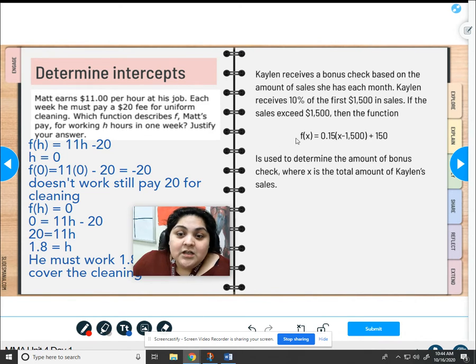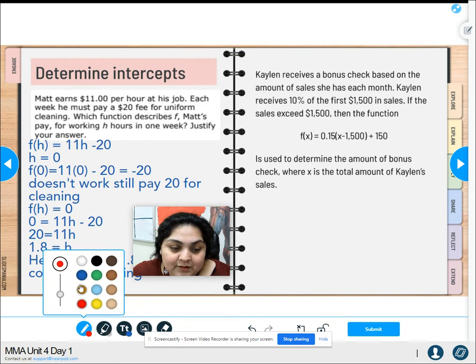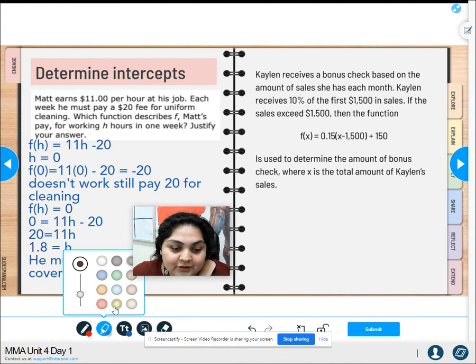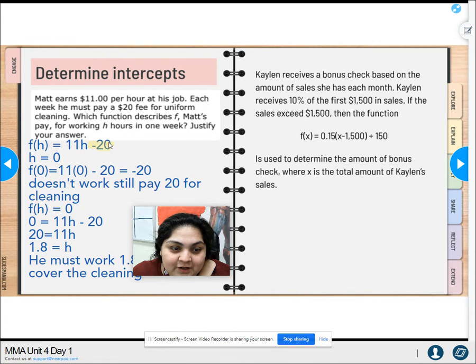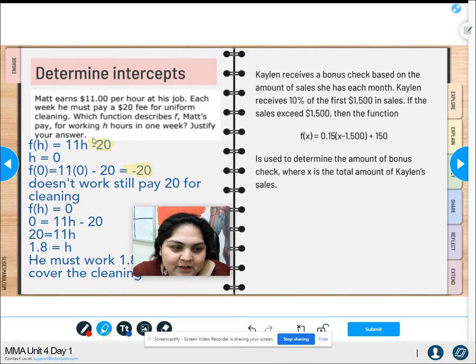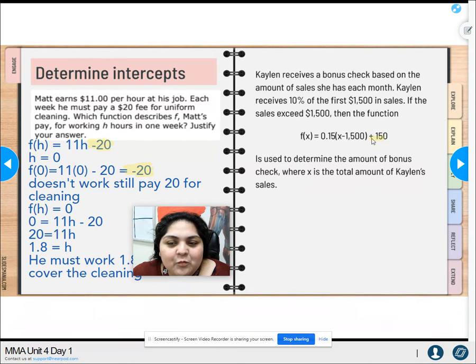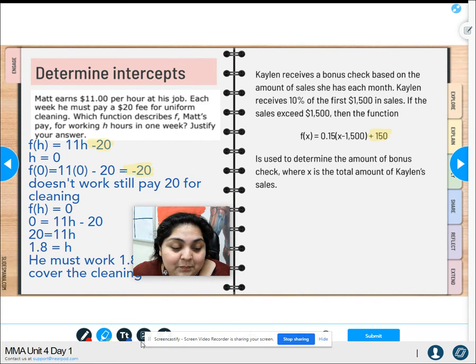All right, so if you noticed over here on this problem, and I'm going to use the highlighter, the negative 20 right here was the y-intercept. So when it's the function, the y-intercept is going to be the number that is by itself. It doesn't have a variable. This one right here is being multiplied, so that can't be the y-intercept because it has a variable right next door to it. So we would go to the one that has just plus or minus. So this right here would be my y-intercept.